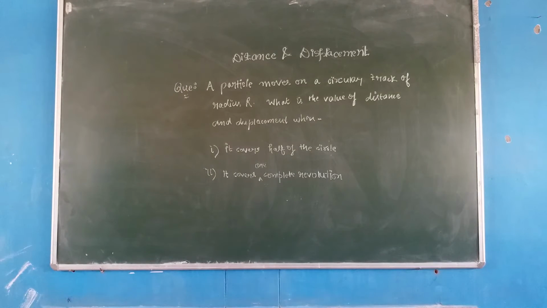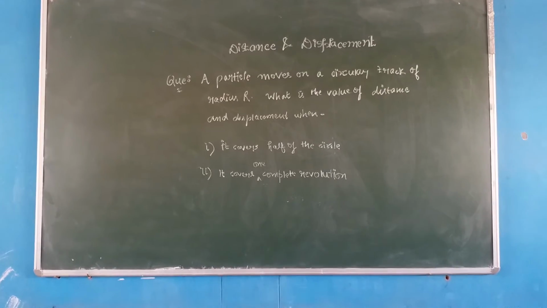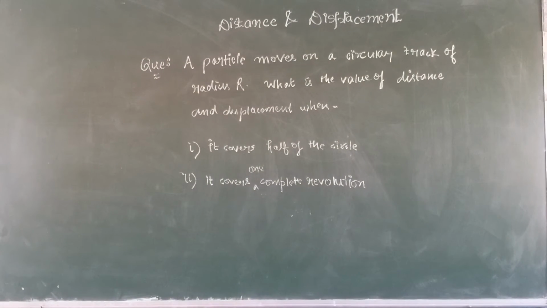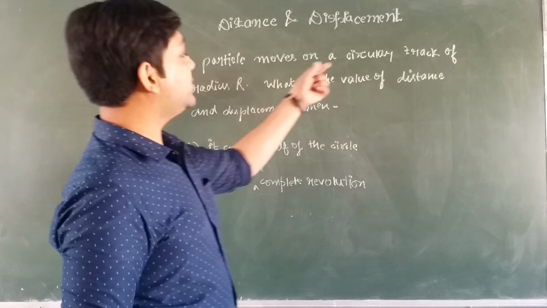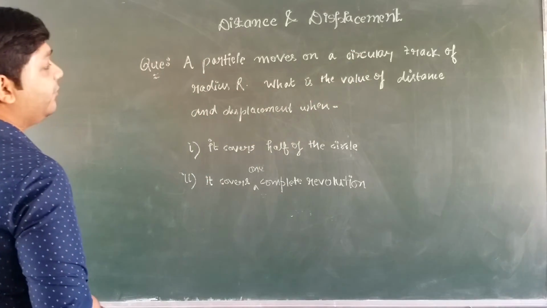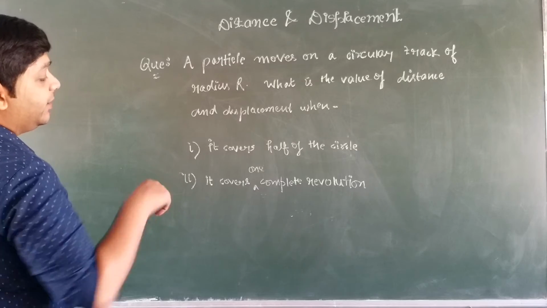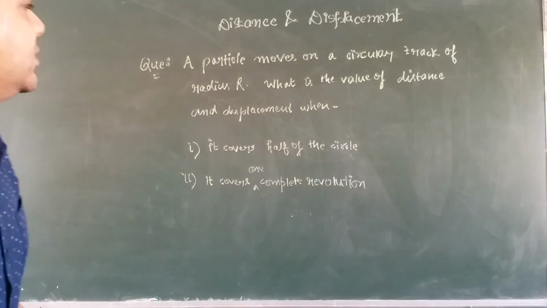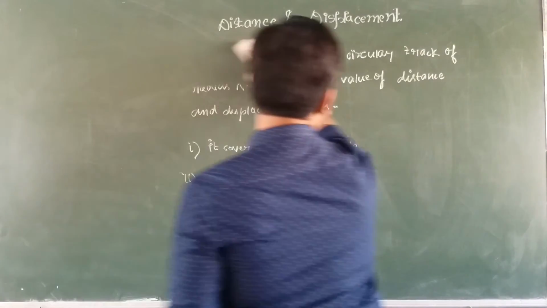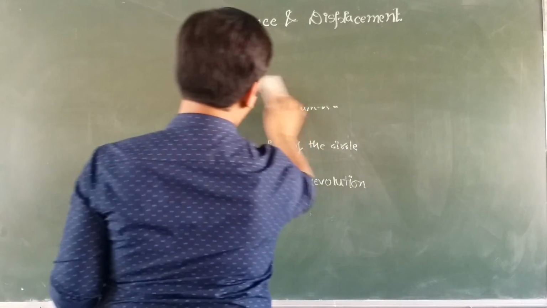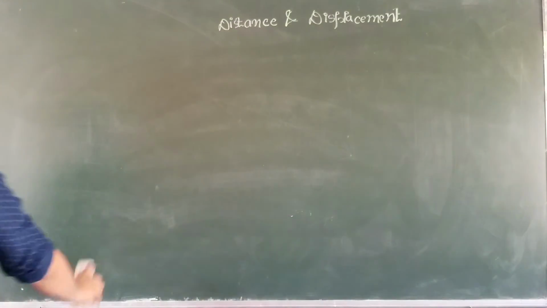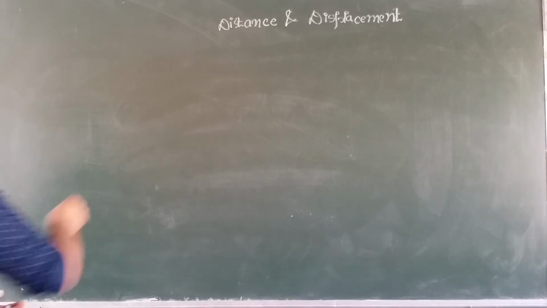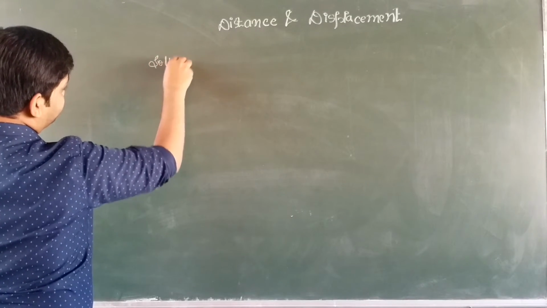I hope everyone can do this question. Please first of all write down this question and then let us discuss this. So the question says there is a particle that moves on a circular track of radius r, and we have to calculate the value of distance and displacement when it covers half of the circle and when it covers one complete revolution. So I am going to erase this question now. Let us do the solution. Please pause the video and try the question by yourself and then check your answers. And if you have any doubt, I am going to discuss the solution here.